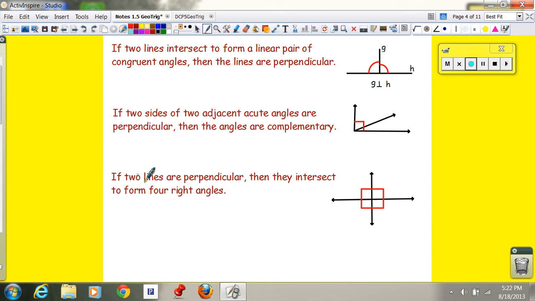And then the last one, if two lines are perpendicular, they're going to make four right angles. That's pretty self-explanatory. It's like an x and a y-axis. Here's your x-axis, here's your y-axis. They have to make four right angles. Each quadrant would be a right angle there. Just some fun facts. You can just think them over.